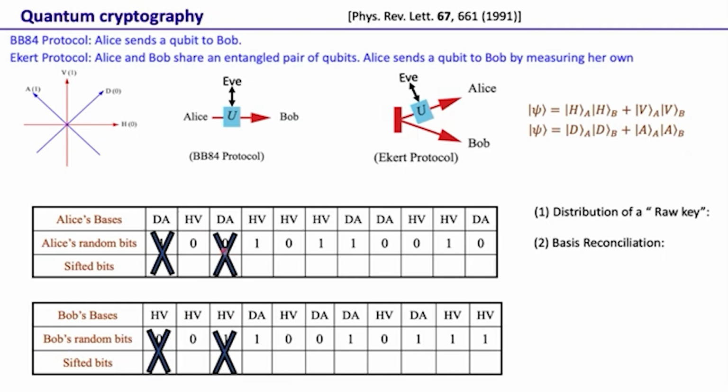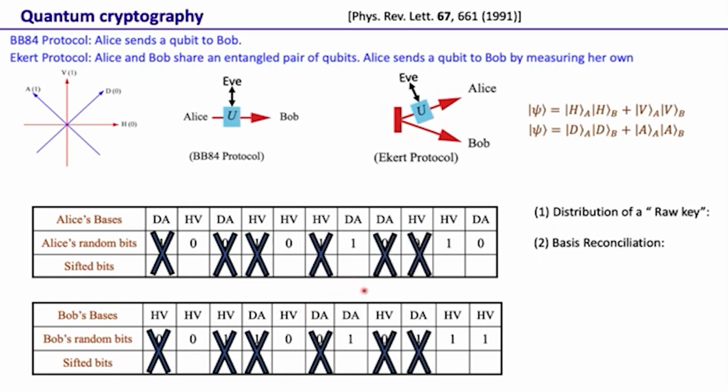Third one, they will throw it away. Fourth one, throw away. Fifth one, they keep, and so on. So this way they basically throw away whenever these two bases are different, and they keep the results when the two bases are the same.